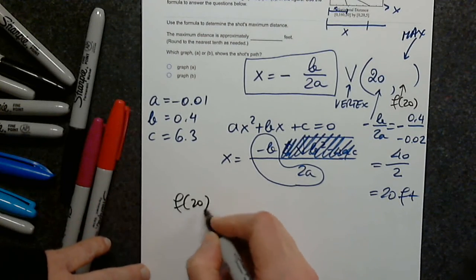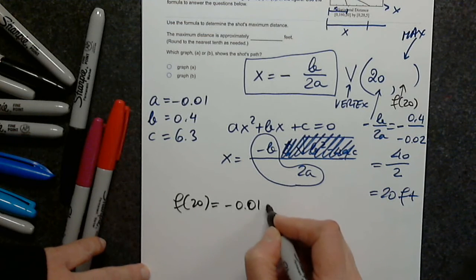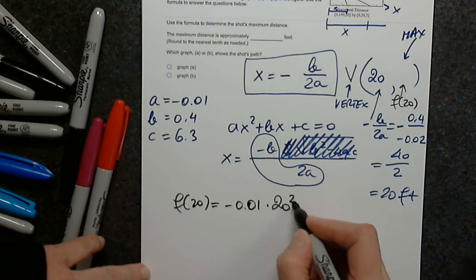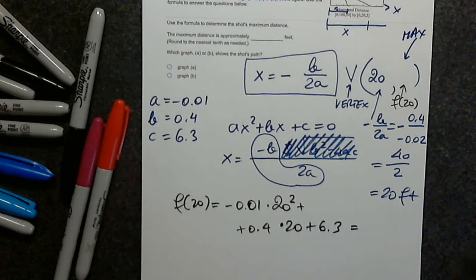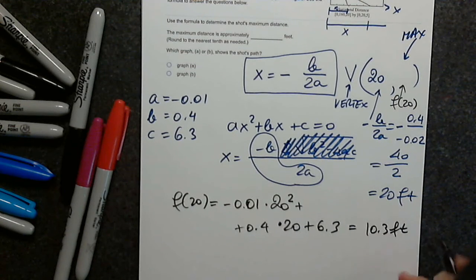So f of 20 will be negative 0.01 times 20 squared plus 0.4 times 20 plus 6.3. I would use my calculator for that. Here it is. I hope you're proud of me. I'm ready. Okay, times 400 because that's what 20 squared is, and plus 0.4 times 20, and finally plus 6.3. And I hit enter, and I get 10.3 feet as well.